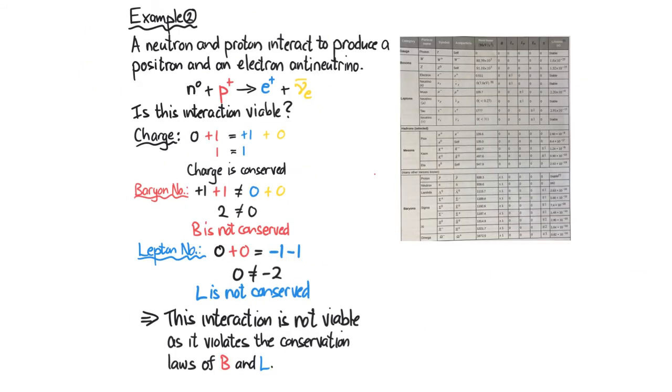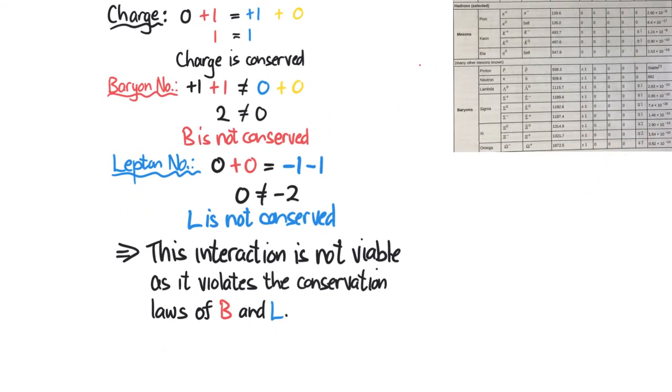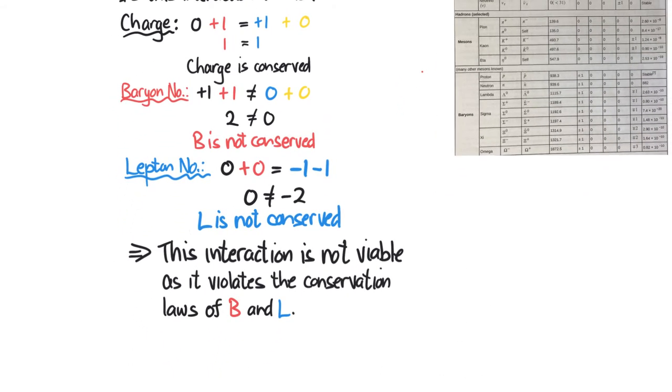So the fact that these quantities are not conserved, both the baryon number and the lepton number, proves that this interaction is not viable, as it violates the conservation laws of both the baryon number and the lepton number. And I just want to reiterate that only one of them needed to not be conserved in order for this process not to be viable.